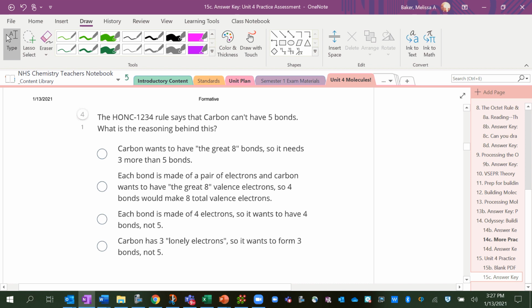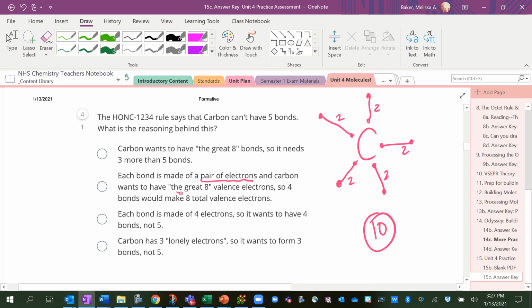The Honk 1, 2, 3, 4 says that carbon can't have 5 bonds. Why? Well, if carbon had 5 bonds, it's violating the octet rule, because each bonded pair is 2 electrons here. So 2, 2, 2, 2, 2, that adds up to 10, not 8. So each bond is a pair of electrons, and carbon wants to have the great 8, not the great 10. So 4 bonds would make 8 total valence electrons. So the second one is the only one that makes sense.